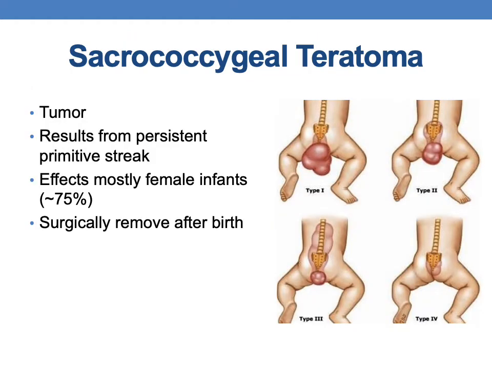A sacrococcygeal teratoma is a tumor that results from a persistent primitive streak. You see, under normal development, the primitive streak diminishes to become an insignificant structure in the sacrococcygeal region. If a remnant persists, a large tumor forms called the sacrococcygeal teratoma. These tumors typically affect females, 75%, more than males. I could not find out why there's a gender preference when researching this condition. Typically, this type of tumor will be surgically removed soon after birth.